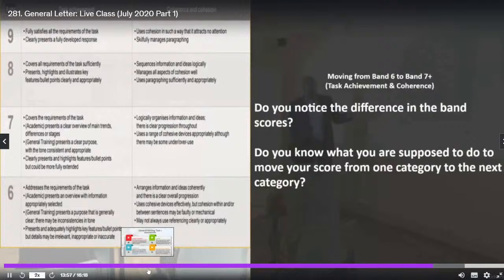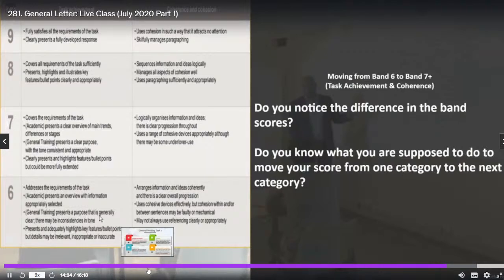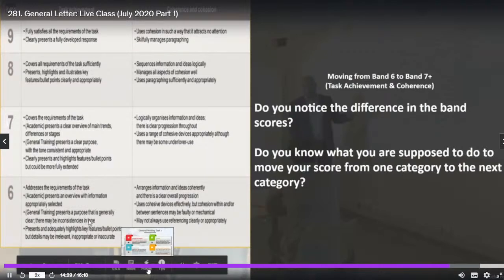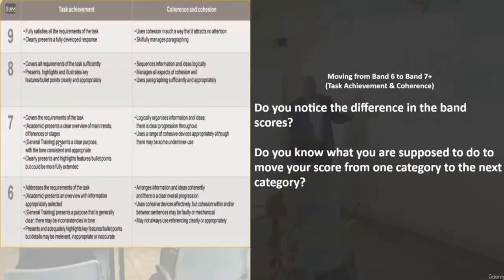Now, when we're talking about the rubric, you have to be able to notice the differences of what they're talking about. A lot of students say, well, I'm stuck in a 6. Like my coherence is a 6, or my task achievement is a 6. And you have to be able to know, what does that mean? So for example, for task achievement, for a 6, it says presents a purpose that is generally clear. There may be inconsistencies in tone. Move up to a 7, presents a clear purpose. Clear purpose, not generally clear, a clear purpose with the tone consistent and appropriate, right? So when you're talking about differences in scores, you're talking about how well you do something according to the rubric.